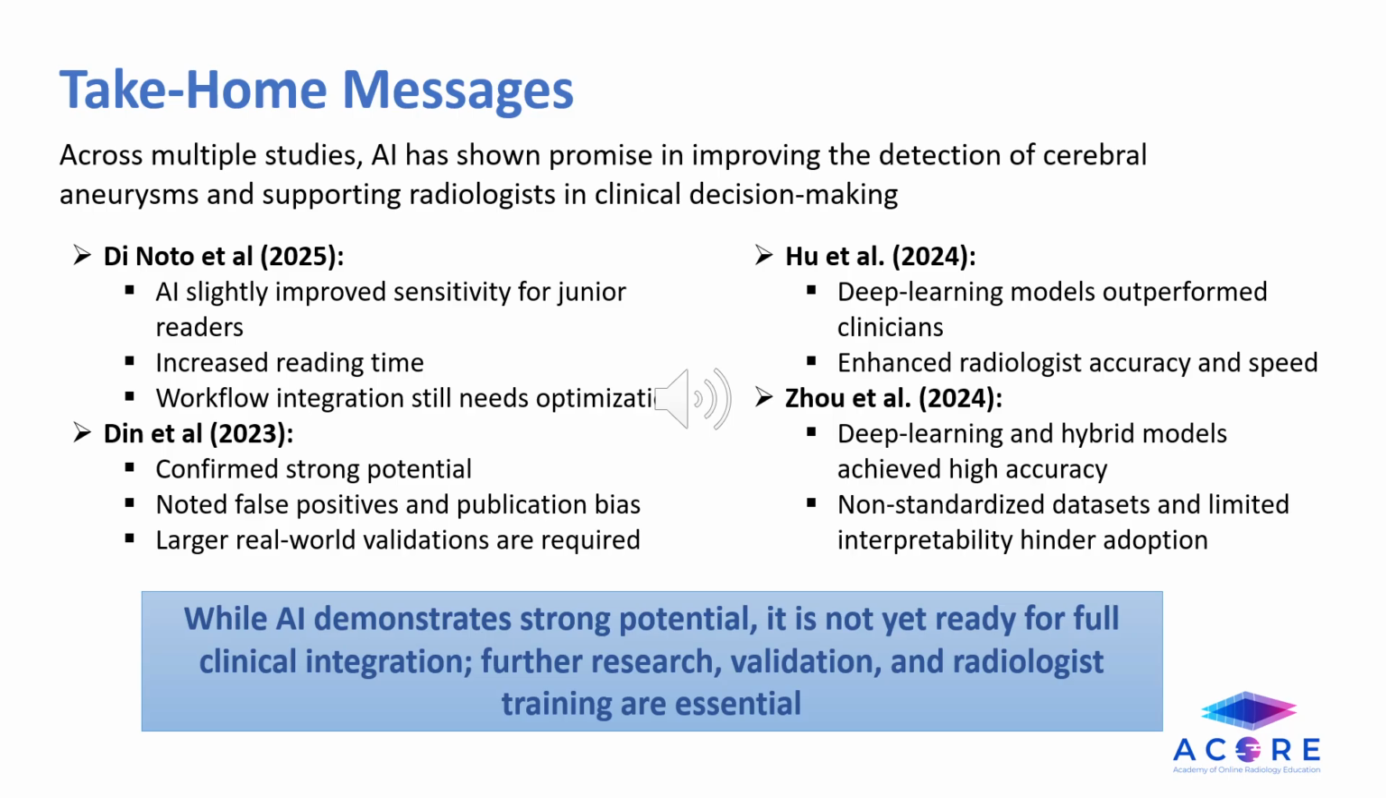So the main takeaway is that AI has shown real promise in improving the detection of cerebral aneurysms. It supports radiologists by enhancing accuracy, reducing missed cases, and improving workflow efficiency. At the same time, every study highlights important limitations, from workflow challenges and false positives to the lack of standardization and real-world validation. While AI clearly enhances detection and efficiency, it's not yet ready for full clinical use.